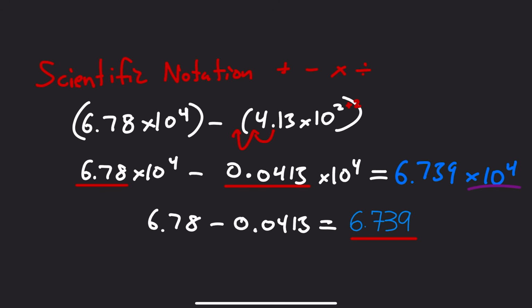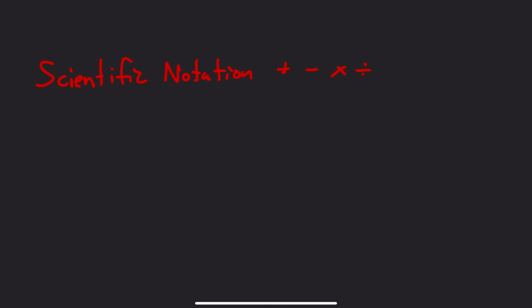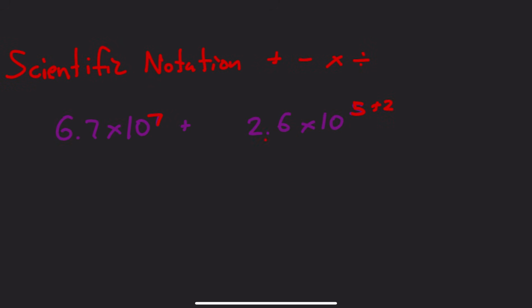Okay, I'm going to erase. Let's now add. Let's find an adding scientific notation problem. So we're going to take, let's do this one, 6.7 times 10 to the 7th plus 2.6 times 10 to the 5th power. So we see how 5 is smaller, right? And we need to add 2 to make it into a 7, just like this 7. So let's move my decimal 2 places to the left.